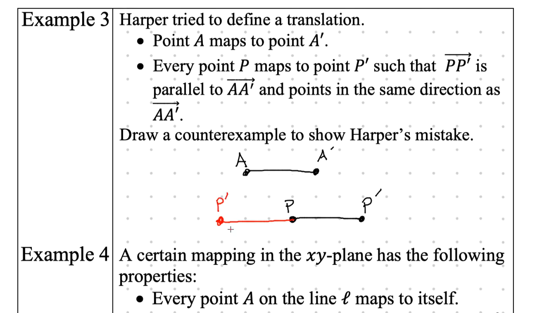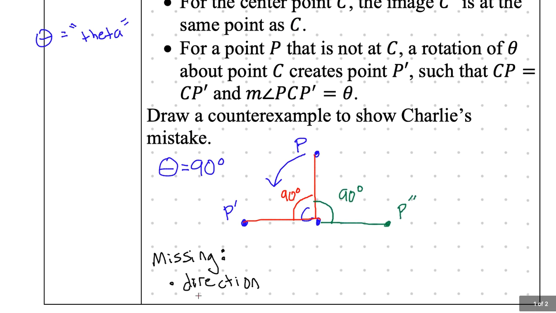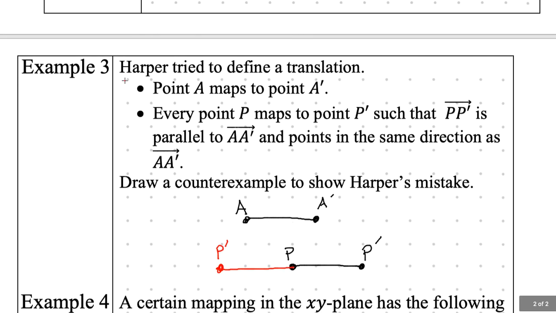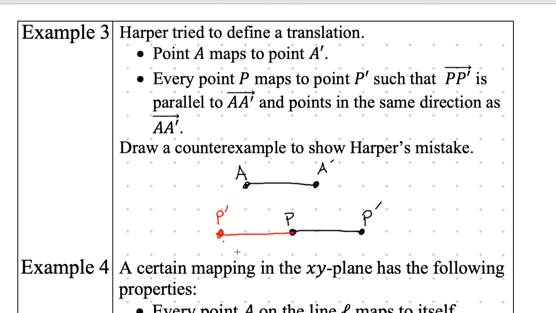It has direction. Maybe Harper learned from Charlie's mistake where direction was the thing that was missing. So what is the thing that Harper's missing now? So I should write this in the notes too. It looks like more and more hands are getting it. I'll give you guys another 10 seconds and then we'll discuss. This is not a counterexample. But there is one that is a counterexample.